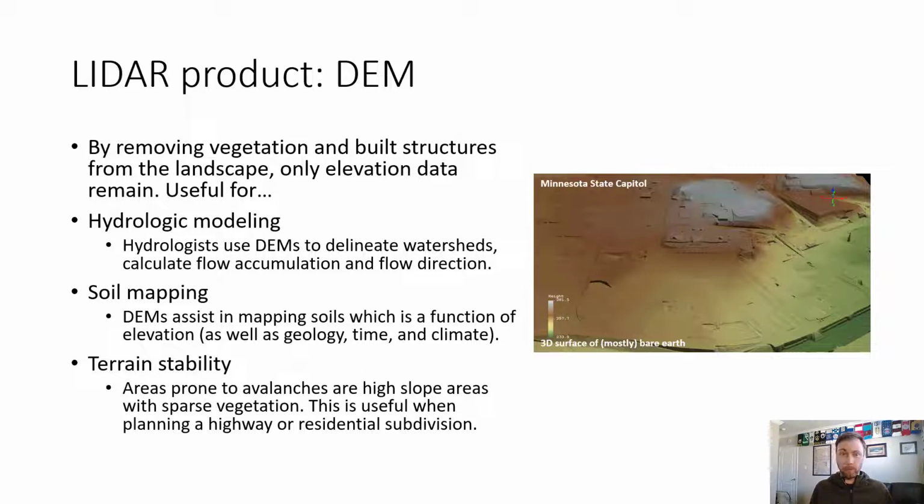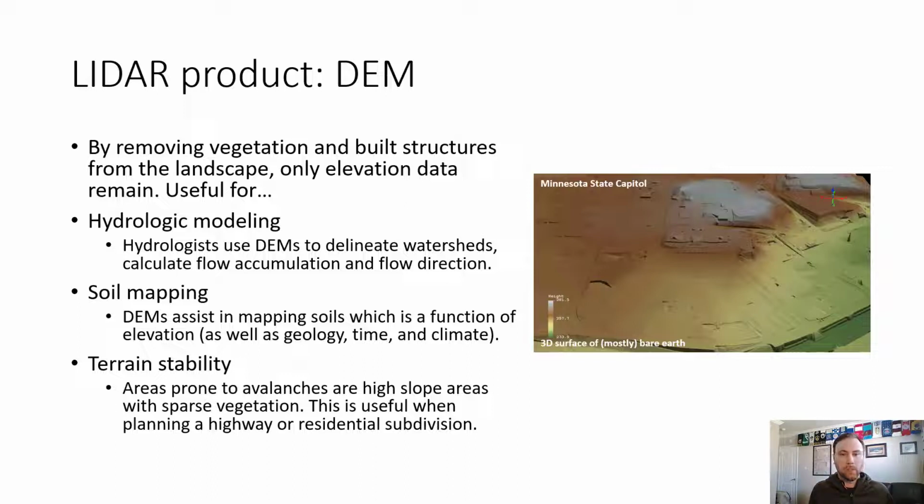This is useful for hydrologic modeling. So hydrologists might use a DEM to delineate watersheds, calculate flow accumulation, and flow direction, because by stripping out the vegetation, all that's left are the actual contours on the landscape. Soil mapping. So DEMs assist in mapping soils, which is a function of elevation.